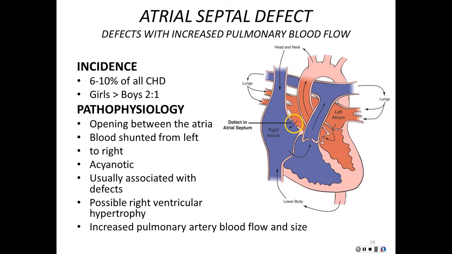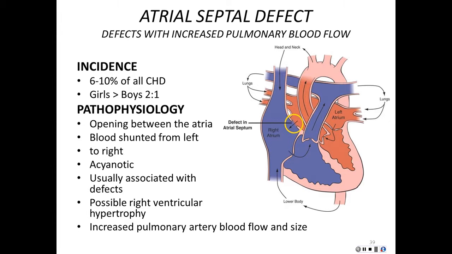Atrial septal defects occur in 6 to 10% of all congenital heart defects. Girls tend to have this 2 times more than boys do. What's going on with an ASD, or atrial septal defect, is there's an opening between the left and right atria. Because of that opening, blood is shunting from the left side of the heart, or the left atrium, to the right side. Because if you remember, the pressure is greater in the left atrium than in the right atrium. Because of that pressure gradient, the fluids travel from an area of higher pressure to an area of lower pressure.